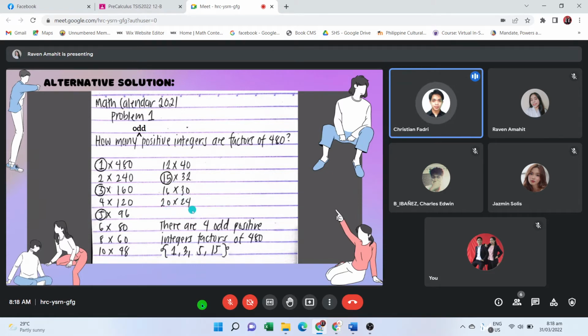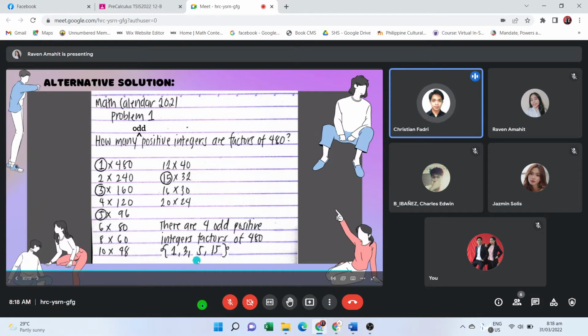Now we can clearly see that the odd positive integer factors of 480 are only 1, 3, 5, and 15. Then the answer for the math calendar 2021 problem number 1 is: there are 4 odd positive integer factors of 480, which are 1, 3, 5, and 15.